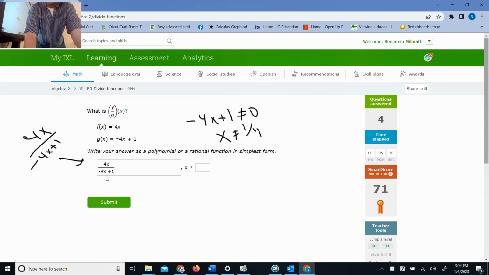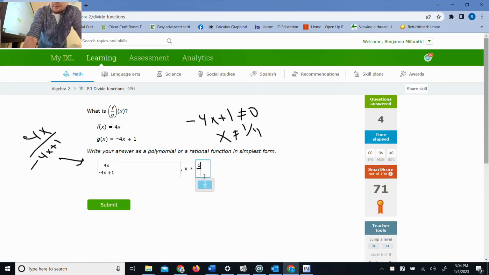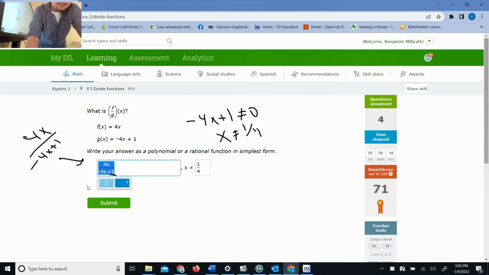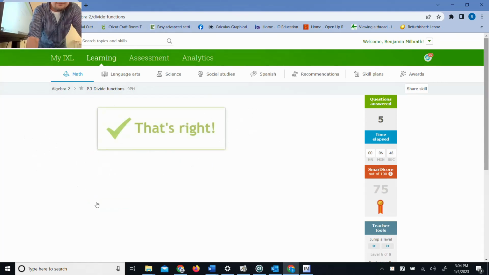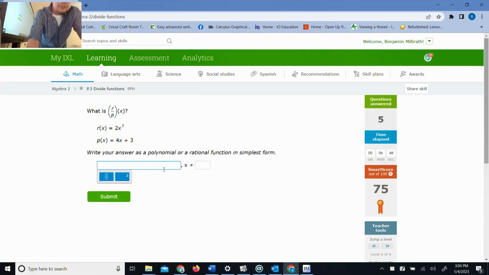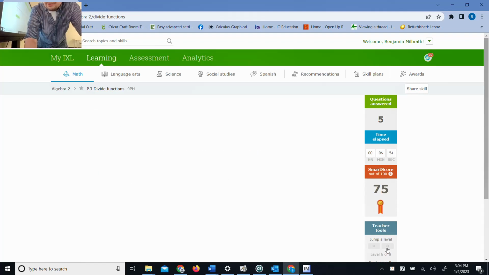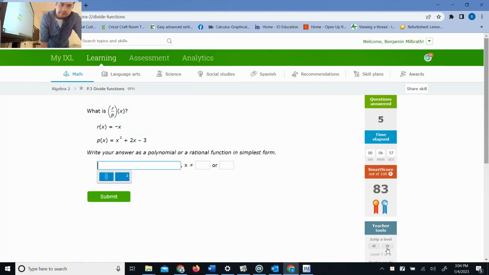Because if x was a quarter, this thing wouldn't work. So let's see, I'm really curious whether it likes this, because if it doesn't, it's easy to fix. They don't care. Good for you. They don't care. Nothing here that bothers me. Go to level 7, see what level 7 looks like.